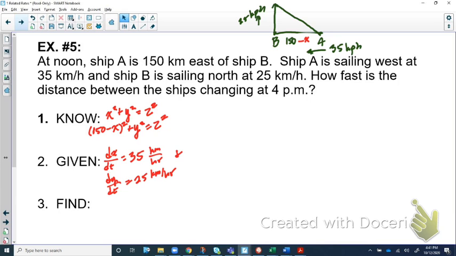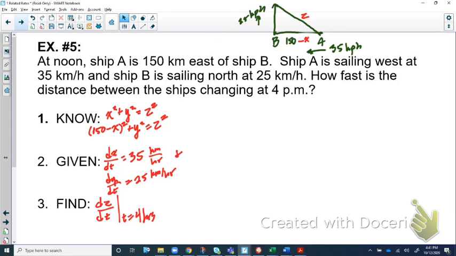And how fast is the distance between the ships changing? That's a rate, and this is z, so it's asking us to find the rate of change of the hypotenuse, or the distance between the ships, over time. And in this case, at 4 p.m. So between noon and 4 p.m., that would be 4 hours.